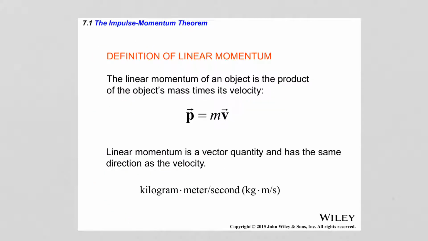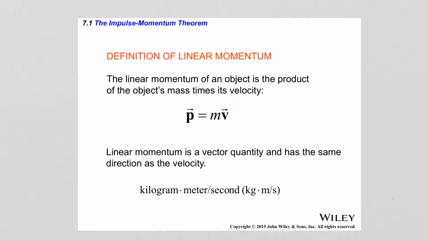The product of mass and velocity of an object is called the linear momentum of that object, and the linear momentum of an object is a vector quantity and has the same direction as the velocity of the object. The linear momentum is measured in units of kilogram times meter per second. Those are the units of mass times the units of velocity.